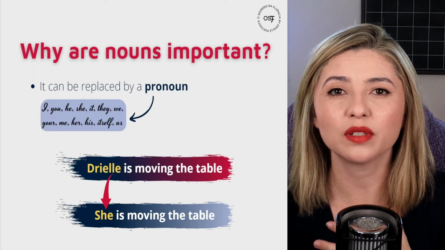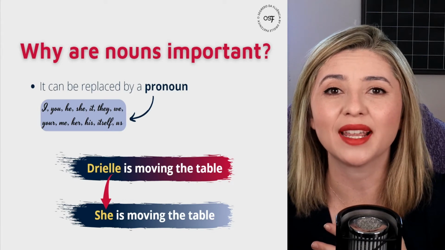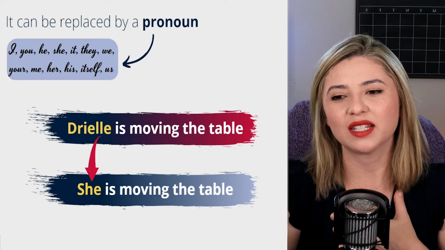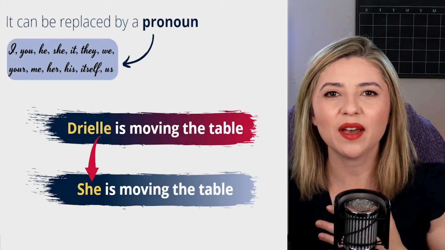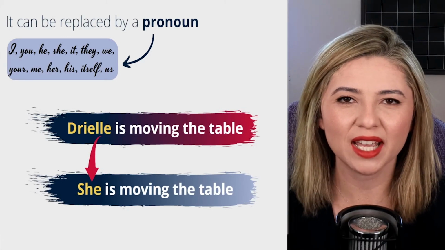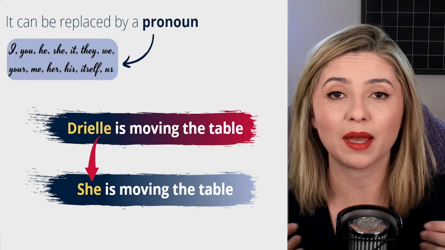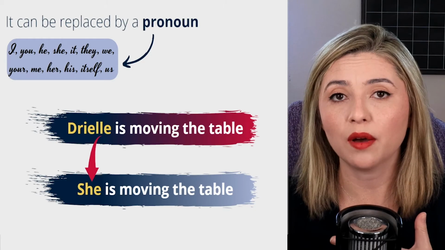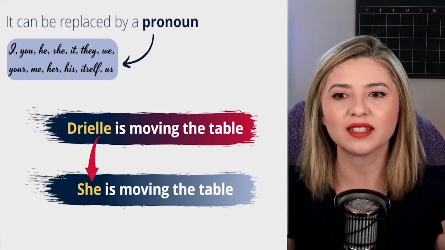Nouns can also be substituted by a pronoun. So whenever we use a pronoun, it's substituting a noun. So for example, Drielle is moving the table. Drielle is happy. Instead of being so repetitive, I can just substitute my proper noun, Drielle, for a pronoun, she. She is moving the table.